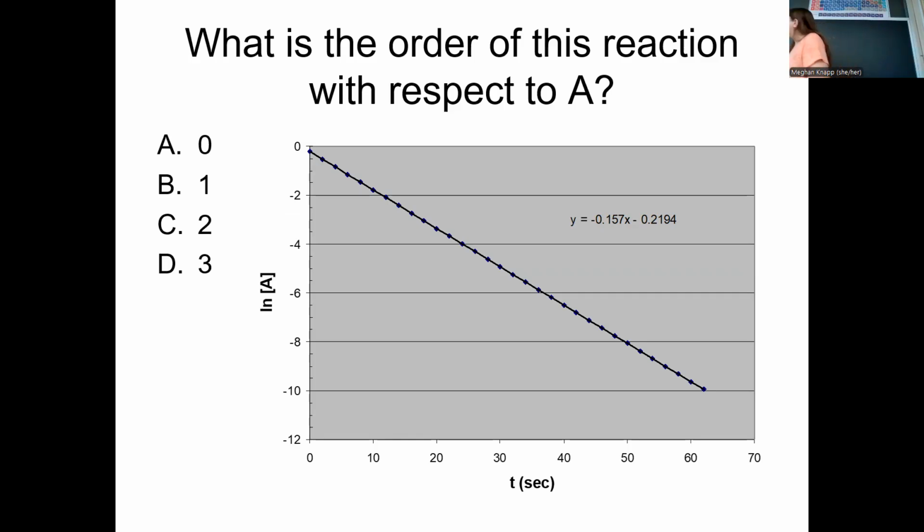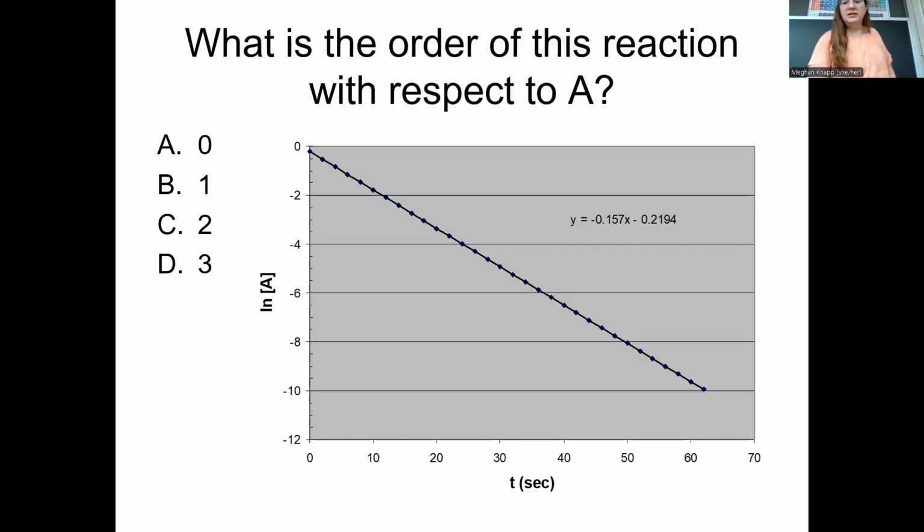Y-axis. Y-axis is natural log of A. What order is this reaction with respect to A? First order. Okay. Now, I also have over here an equation. It says Y equals negative 0.157x minus 2194.